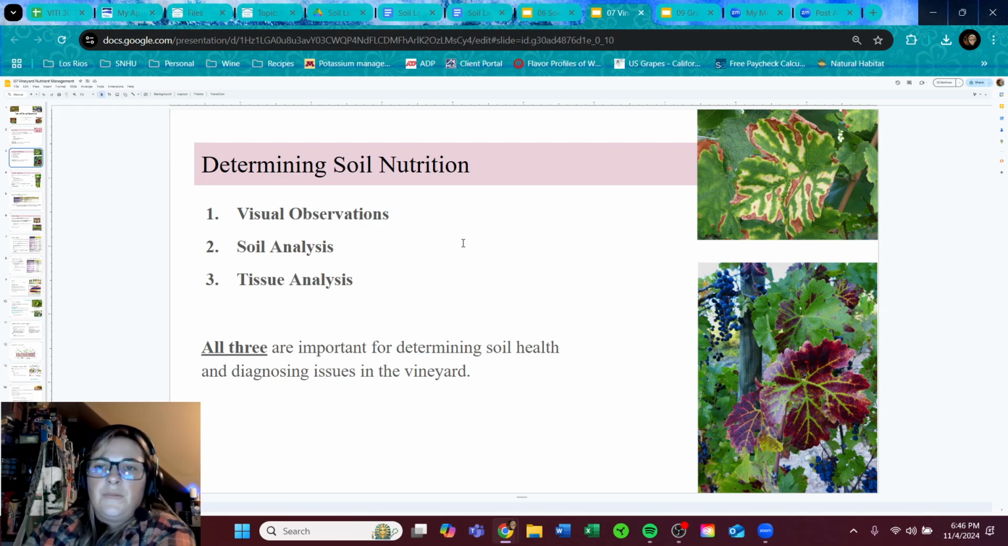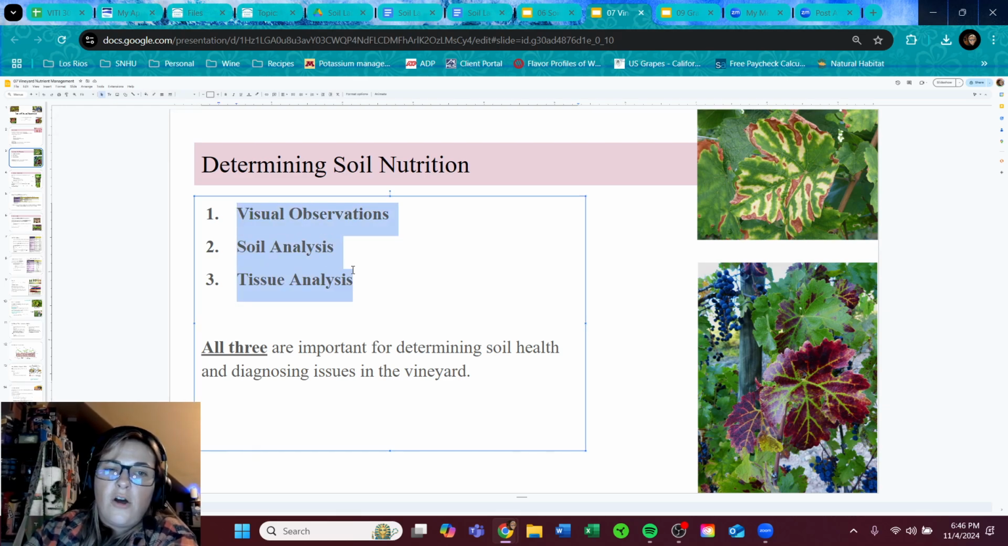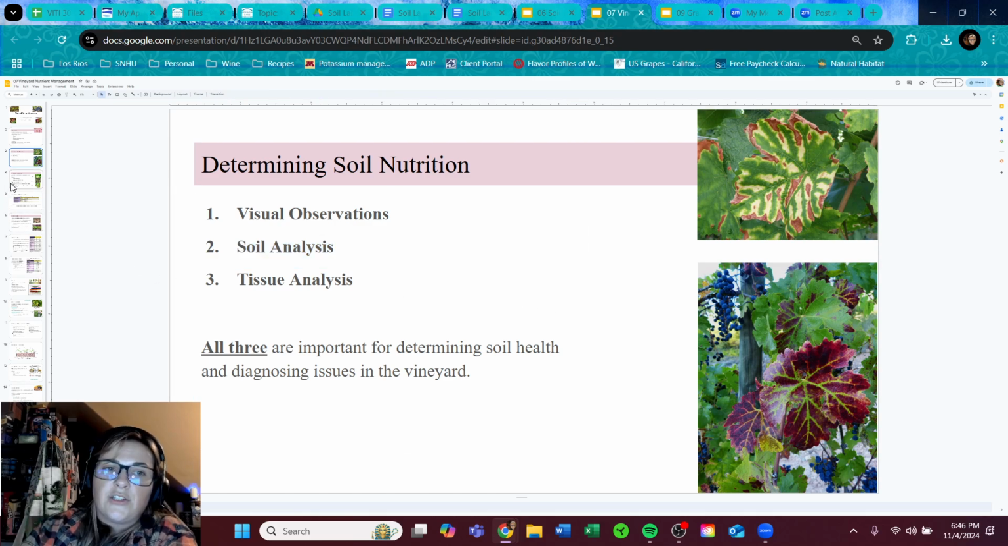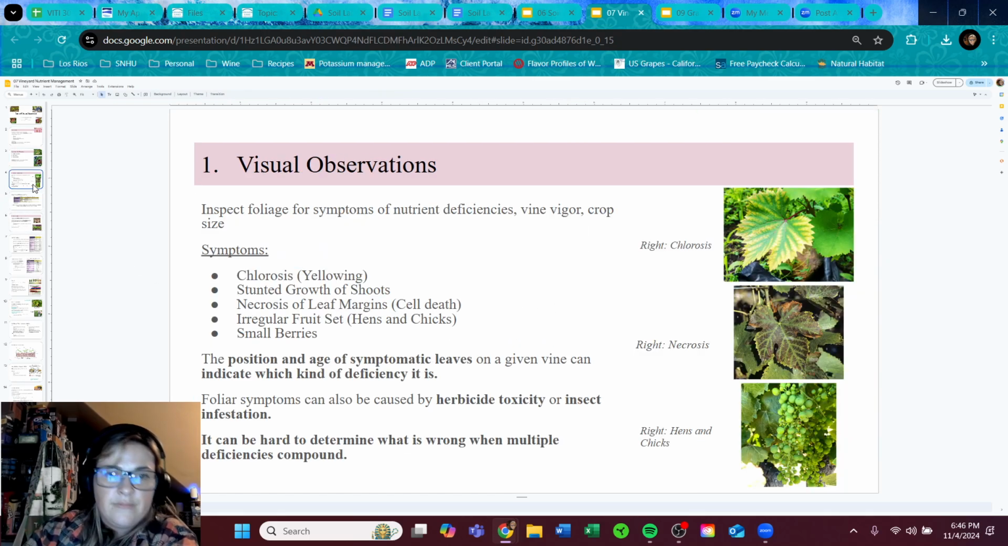Cool. So, soil health and soil nutrition, right? We have visual, soil, and tissue analysis. There'll definitely be questions on all three of these types of observations. So, it's going to be important that you know the difference between soil and tissue analysis, when you'd use them, why one would be more advantageous than the other, and then what visual observations can give you as well.